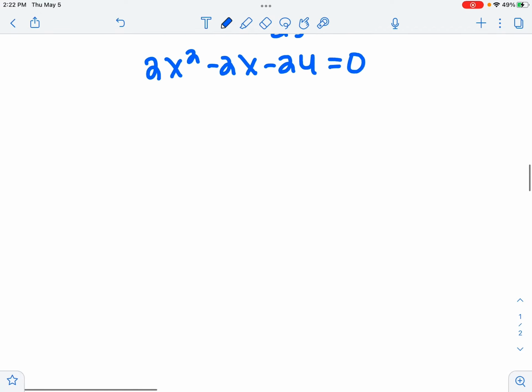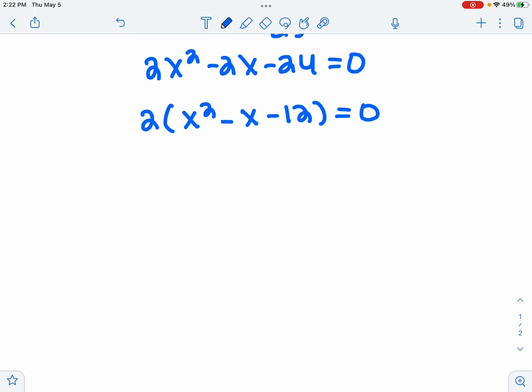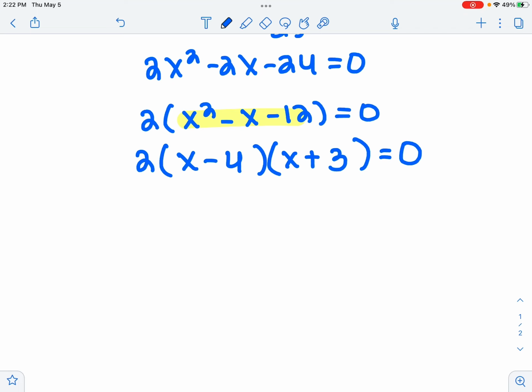All right, so now I'm going to try to factor this. First thing I look for when factoring is a GCF. There is a GCF of 2 here. So I'm going to factor the 2 out of each term. I have 2 times the quantity of x squared minus x minus 12 is equal to 0. Now I'm going to factor this trinomial right here. So I'm looking for two numbers that multiply to give me negative 12 and add to give me negative 1. That's (x minus 4) times (x plus 3).